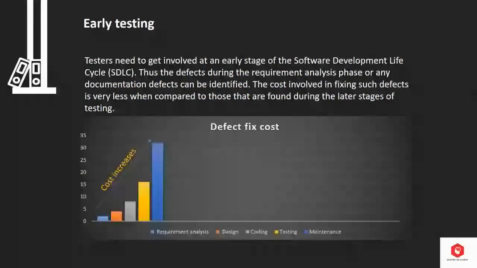Okay, so next principle is early testing. Testers need to get involved at an early stage of the software development life cycle. The defects during the requirement analysis phase or any documentation defects can be identified. The cost involved in fixing such defects is very less when compared to those that are found during the later stages of testing. Look at the image below, which shows how the cost of defect fixing gets increased as testing moves towards the live production.